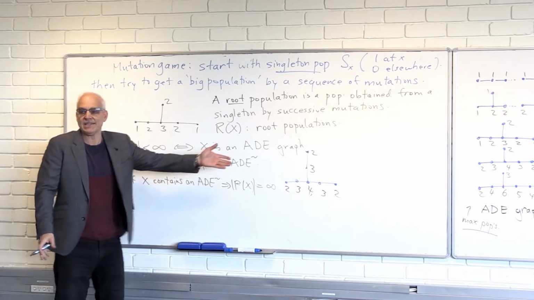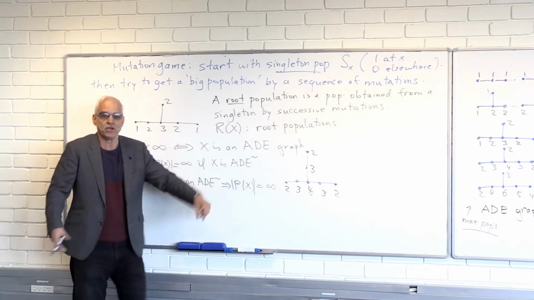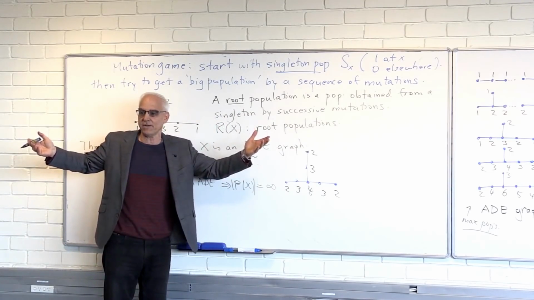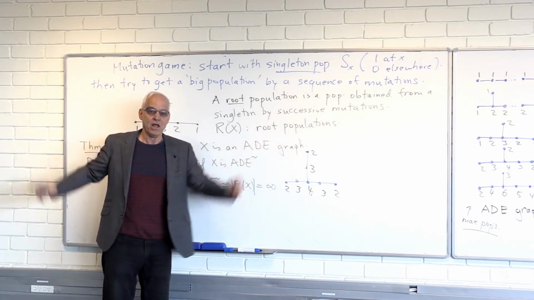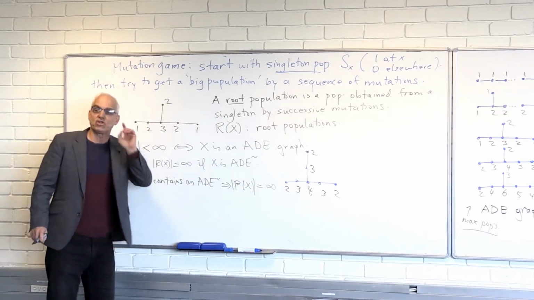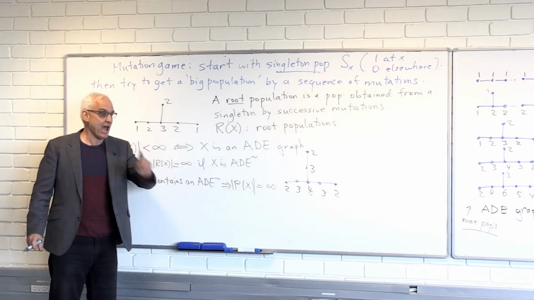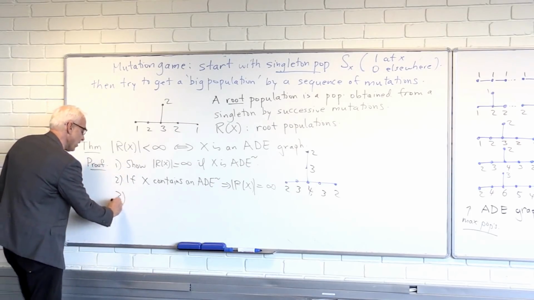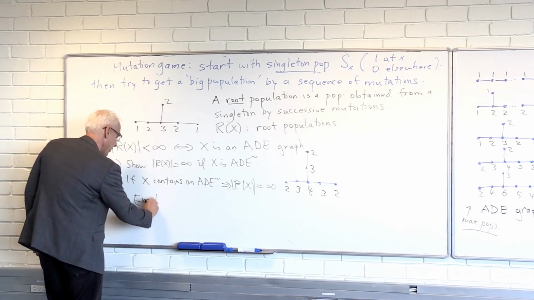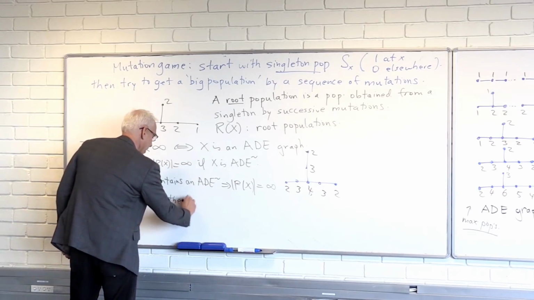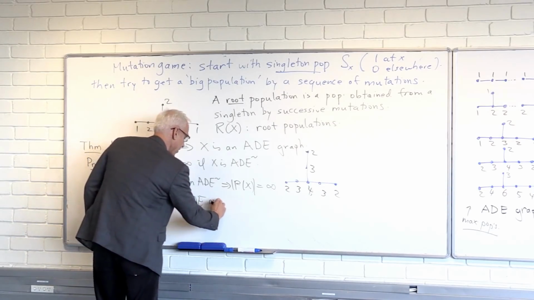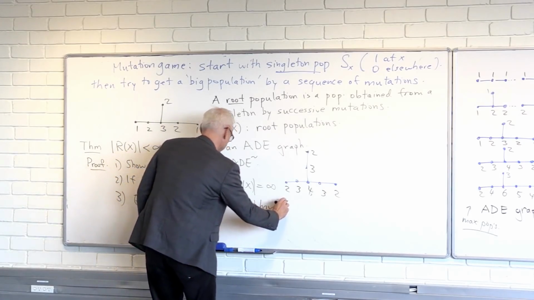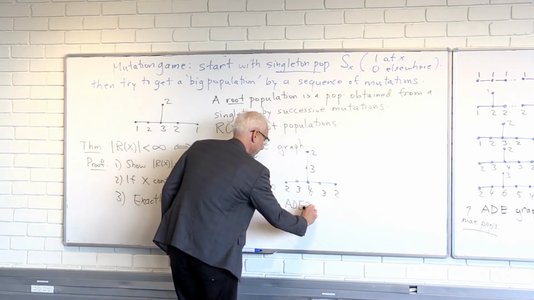If a graph contains E6 tilde as a subgraph, then you can just play the mutation game on the subgraph and you get an infinite number of populations, so you can get an infinite number of populations for the bigger graph. So then you only need to worry about which graphs do not have an ADE tilde graph inside them. Okay? So then you have to convince yourselves that exactly the ADE graphs don't have ADE tilde graphs as subgraphs.